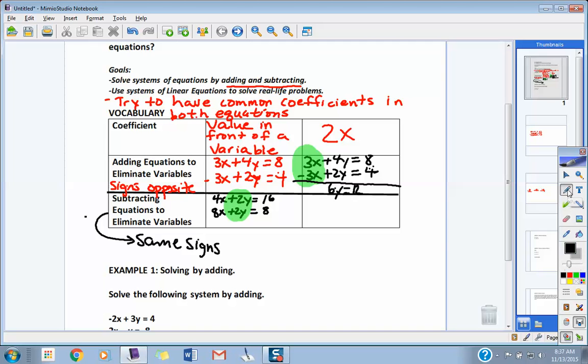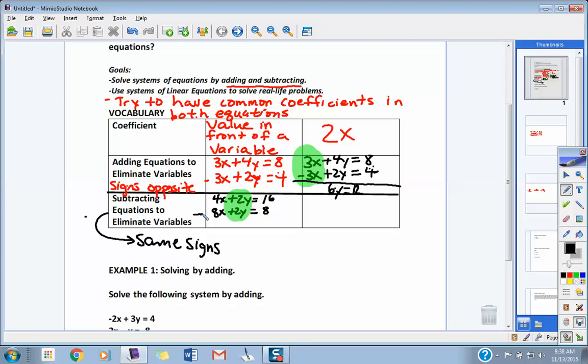So the question becomes, to eliminate one of the variables in the system of equations, do I add the equations together, or do I subtract the bottom one from the top one? Well, what's it tell you to do here? Subtract. So let's do that. Let's subtract this. I'm just going to put a minus sign right out here then. And the reason we're subtracting is the same sign.